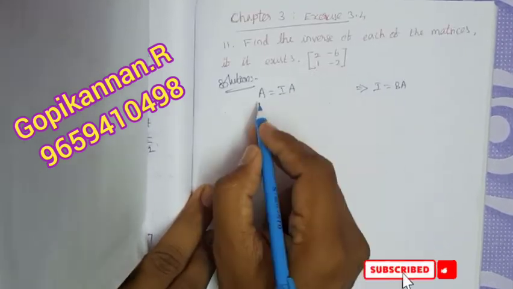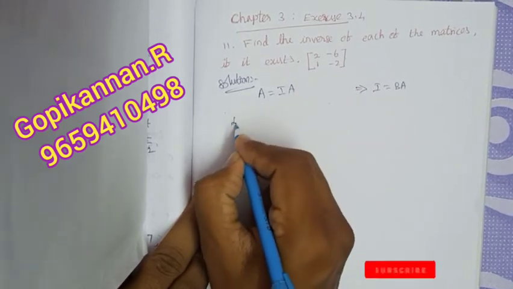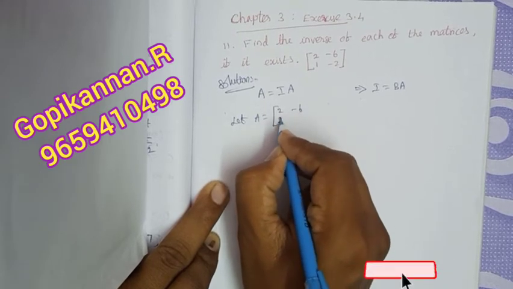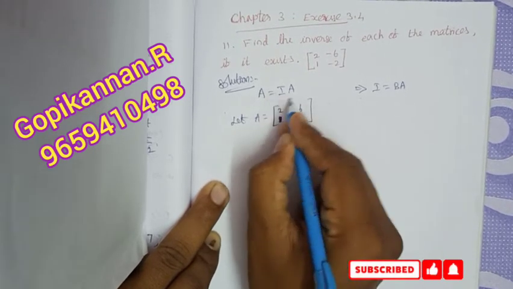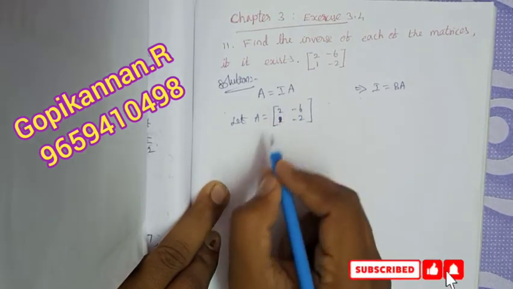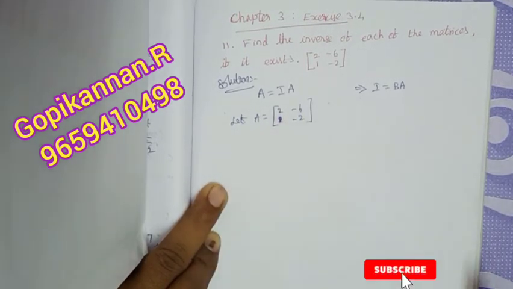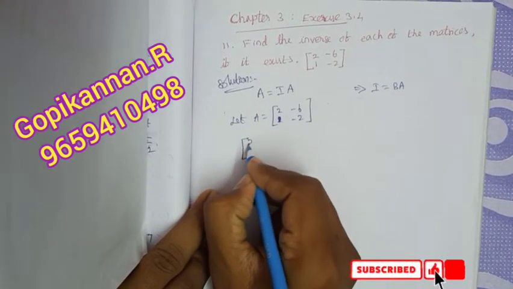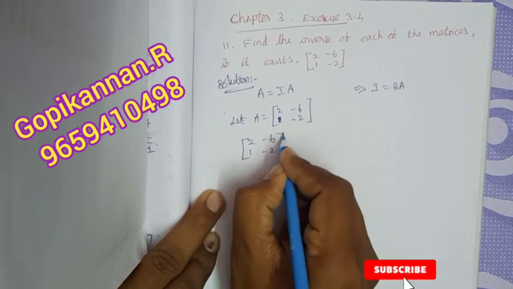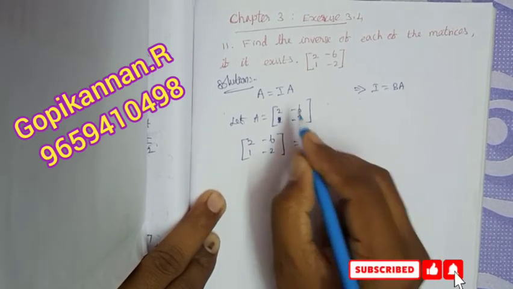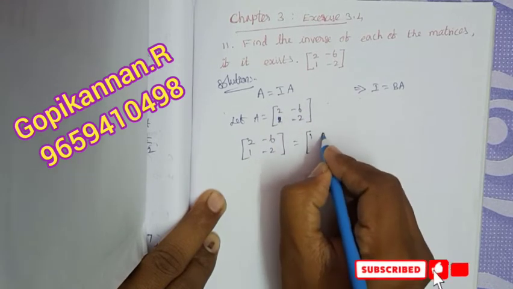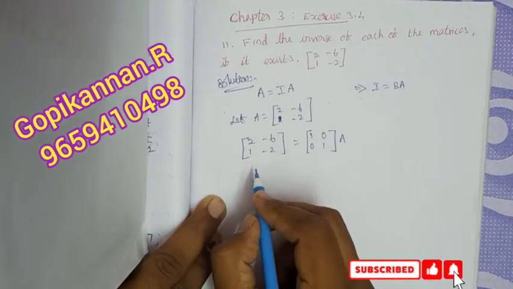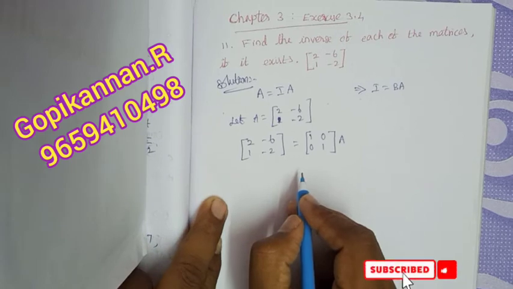We rewrite the matrix in this form. First we consider A = [2, -6; 1, -2]. Then we rewrite it in the form A = IA. So [2, -6; 1, -2] equals the identity matrix, which for order 2 is [1, 0; 0, 1], times A. Now you can apply the sequence of row operations.